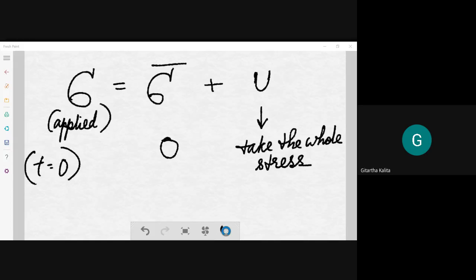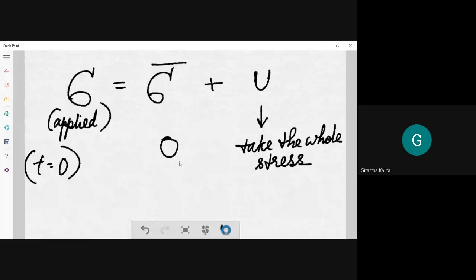I think someone is not muted. Some hissing sound is coming. I don't know from where. Okay, no problem. Maybe some technical issue, I don't know.